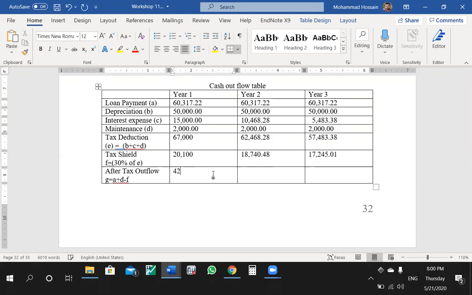So this one will be 42,217.22. This one is 43,576.74. And your last figure is 45,072.31. That's the cash outflow.